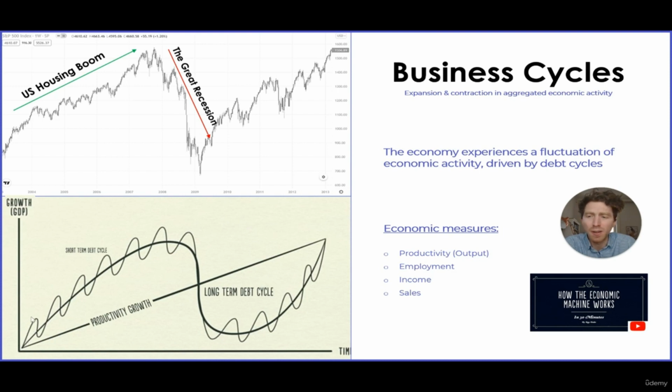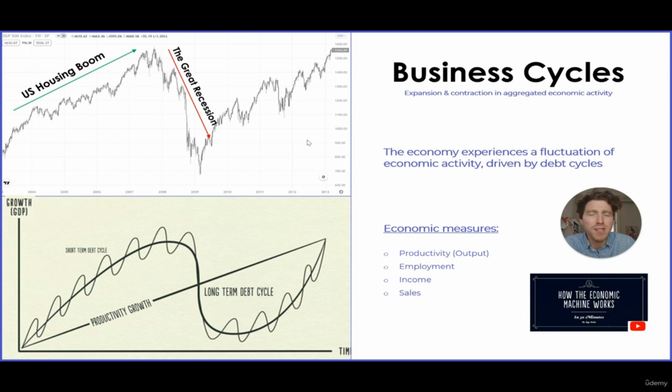So you have an expansion of the economic activity, you have a contraction, you have an expansion, you have a contraction, and so on. And this is over a shorter time period of 5 to 8 years. And the summary of all these short-term debt cycles make up the long-term debt cycle. And after a certain period of time, there's just too much debt accumulated in the economy, and you need a so-called deleveraging, where you have a big correction, like assets get cheaper, stock market is correcting, and so on.